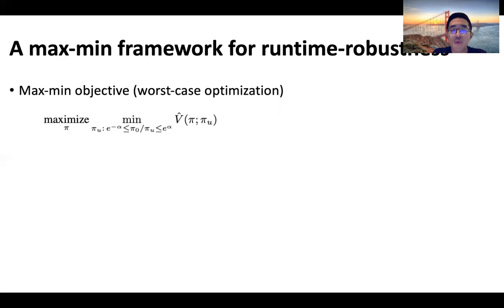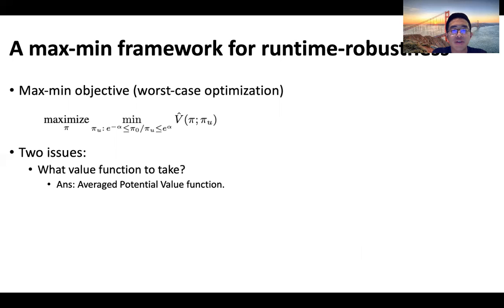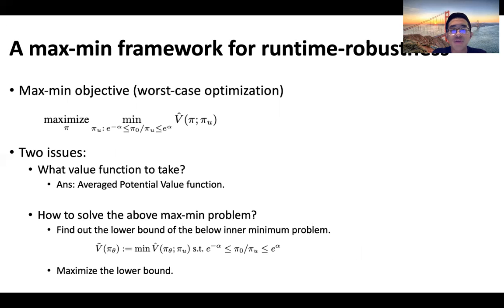Given the max-min framework, there remain two unsolved issues. First, what value function to use? Our solution is an average potential value, which we will introduce in the next slides. Second, how to solve the max-min optimization problem? If we can solve the inner min problem given each pi, we just need to maximize the solution of the inner problem. In practice, this is often implausible, so we find a lower bound of the inner minimum problem and then maximize it.